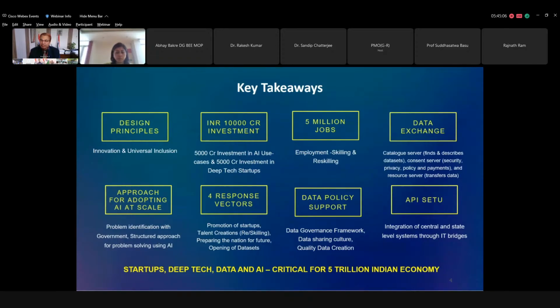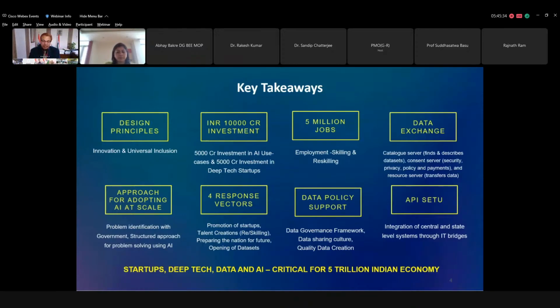In terms of the data exchange, API Setu is one of the key takeaways, where the focus of the panel was that the data sets that are now available in the government domain, both at the central and state levels, need to be integrated through IT bridges, through API bridges, whereby the data sharing can be uniform, seamless, and access to data can be made so much easier for the startups.